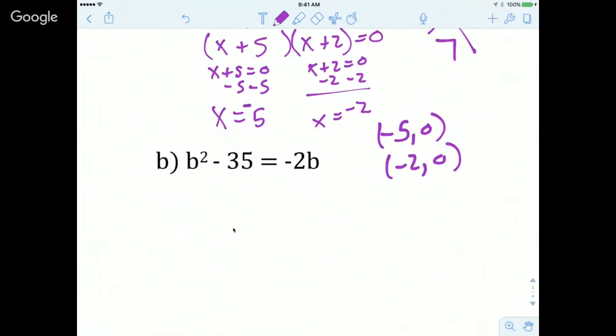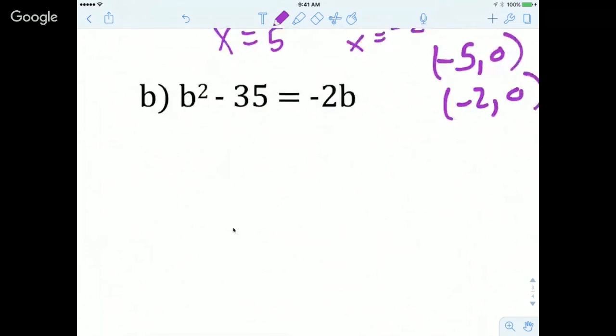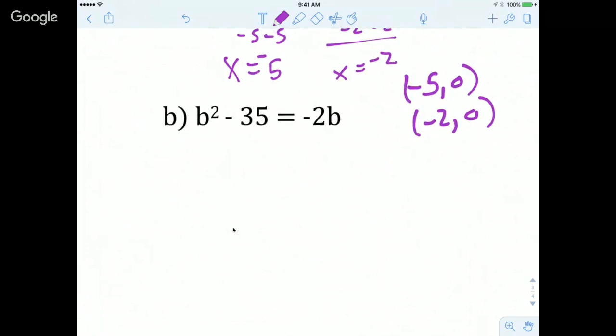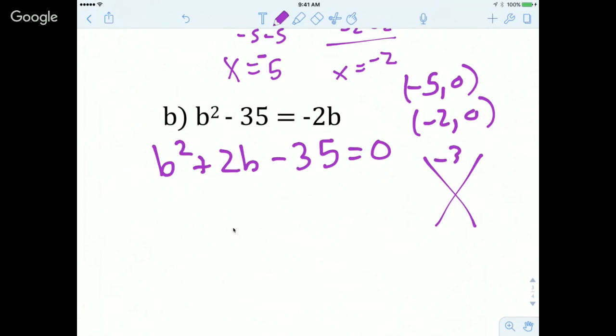Okay, B. Step 1, move everything to the left. B squared plus 2b minus 35 equals 0. Wait, it's -35 though? Yep, it's minus. Now, what multiplies to give me -35 but combines to give me 2? That is positive 7 and -5.